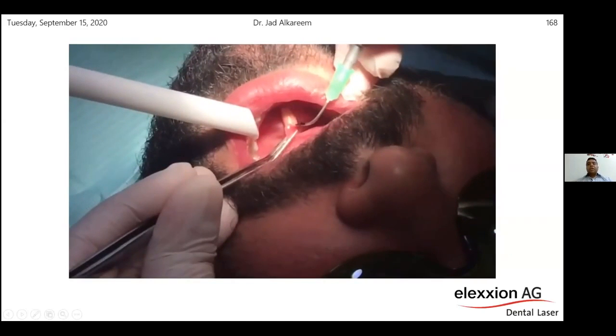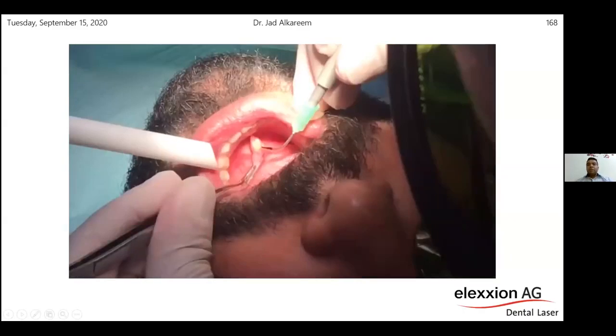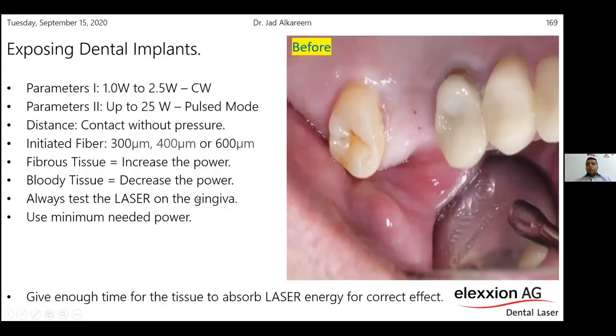As you can see in the video, try to work as slowly as you can. Don't work very fast, so you can give enough time for your tissue to absorb the laser energy. Then we will go to another application.